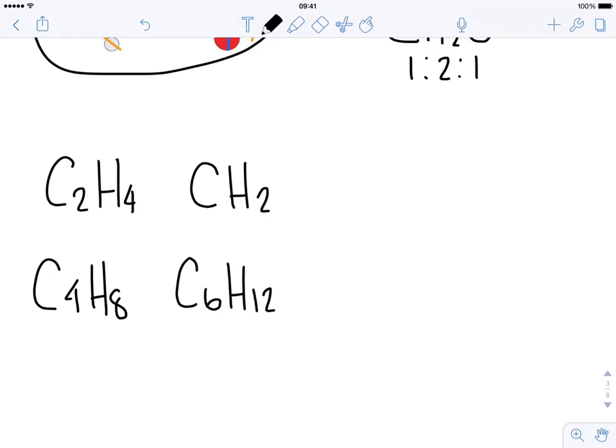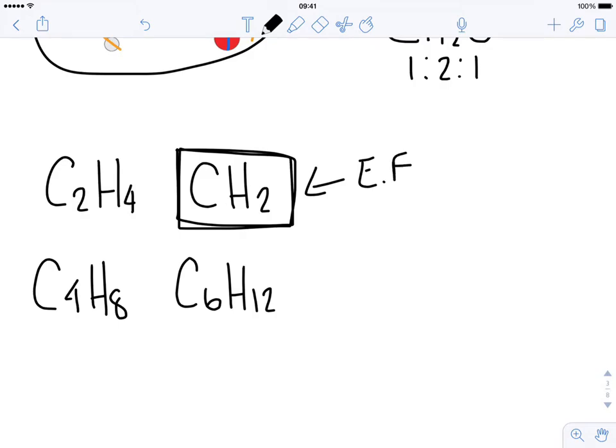So if we take a look at the subscripts in all of these formulas, we see that this one right here, CH2, is in reduced terms because there's no number that goes into both. Remember, there's an understood 1 here, 1 and 2. We can't reduce it any further. So this right here is an empirical formula. The rest of these, if you look at this first one, C2H4, there's a greatest common factor of 2. So this would be a molecular formula.